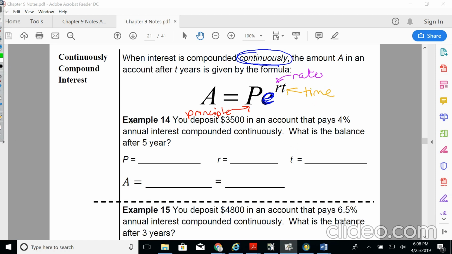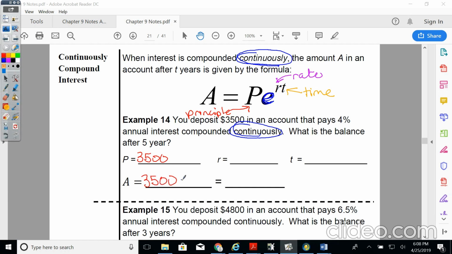All right, so example 14: you deposit $3,500 in an account that pays 4% annual interest, compounded continuously. What is the balance after 5 years? Because it says continuously, I know I'm going to use the PERT formula instead of the compounded interest formula. So P is the 3,500. I know I'm going to use the E because it's continuously.